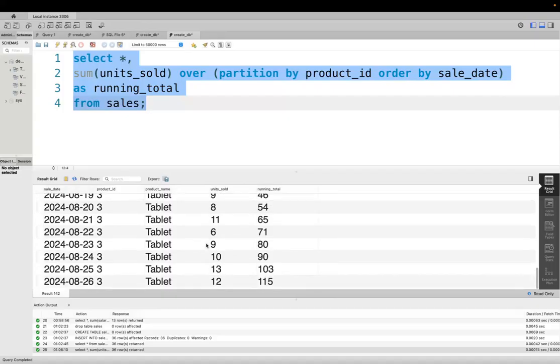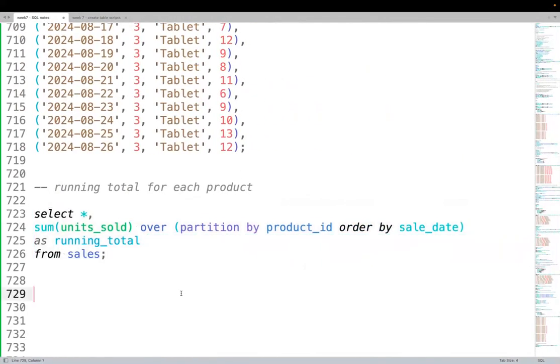Like that. So if you have that kind of requirement where you want running total, day by day, or whatever, then this is very, very handy. I hope this would make sense. Just have a look.